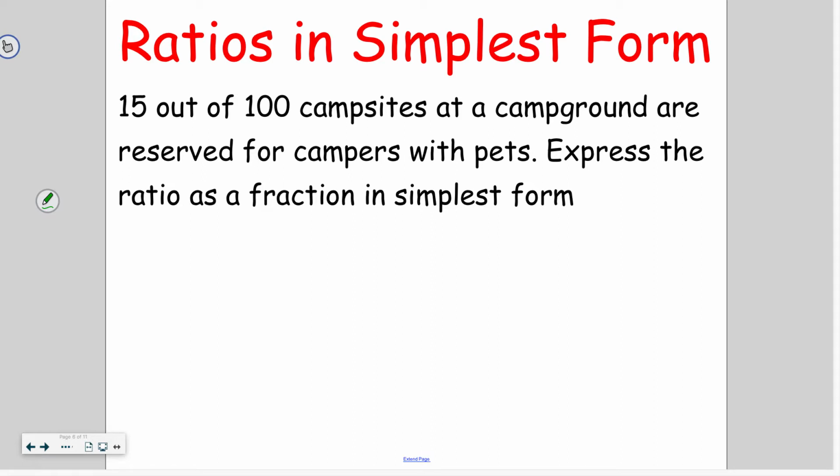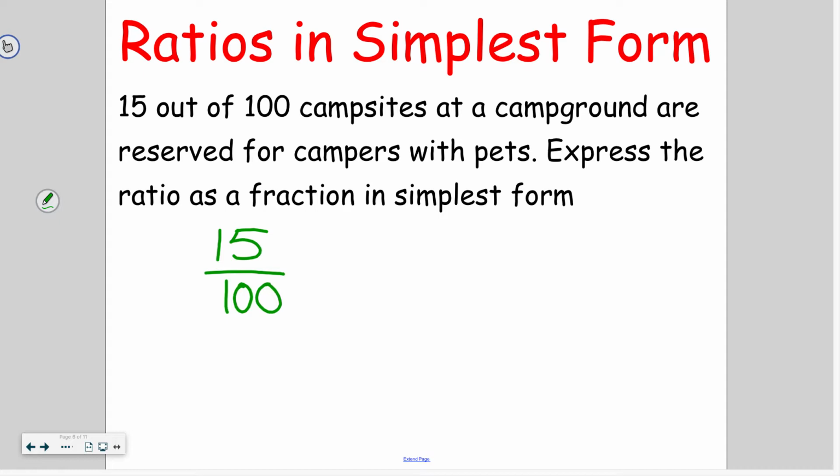Next thing we want to do is look at this in terms of word problems, because everybody loves a good word problem. So 15 out of 20 campsites at a playground are reserved for campers with pets. We want to express this ratio as a fraction in simplest form. So it's asking us to write it in fraction format. So we've got 15 out of 20.